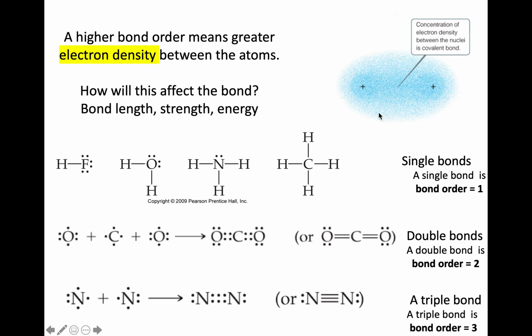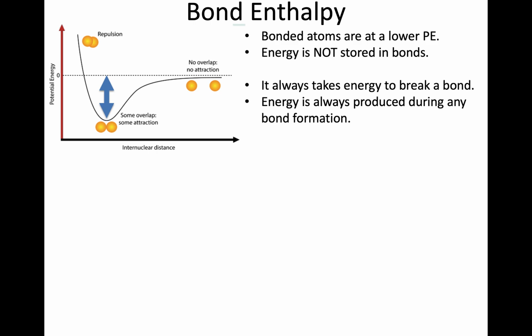So let's consider how this will affect the bond. We'll look at things such as the length, the strength, and the energy. Back in Chapter 5, we introduced the topic of bond enthalpy. We saw that bonded atoms move to a lower potential energy than if the atoms were separate. Energy wasn't being stored in these bonds. This was the atoms moving to a lower potential energy.